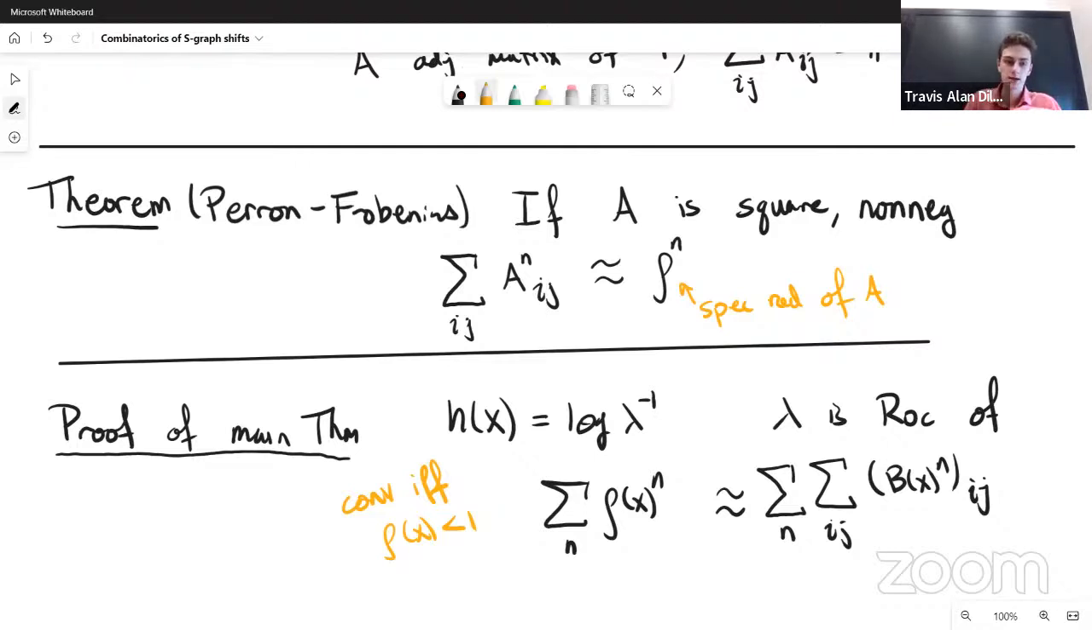So what this means is that you just need to look for the part where rho of lambda equals 1, and that finishes the proof.